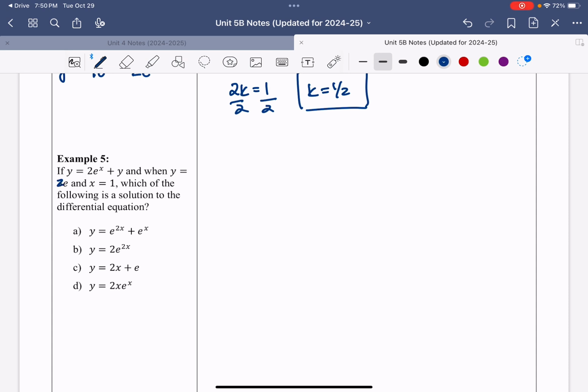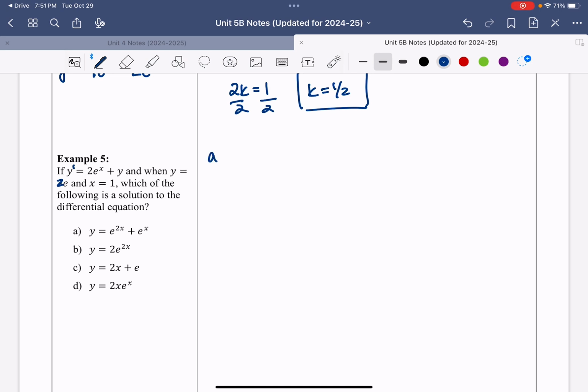Okay, and wow, there are a lot of typos on this. This should also be a y prime. Okay, hopefully we're all on the same page. y prime is equal to 2e to the x plus y, and then y should be equal to 2e. Okay, great. Glad we're all on the same page. So what we're going to do, since this is, again, a kind of a multiple choice question, let's just go one by one and see if this works out.